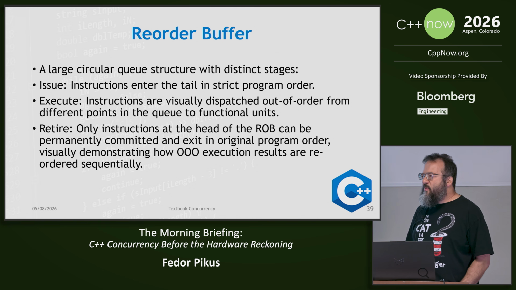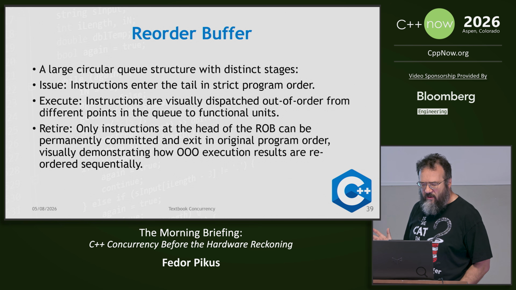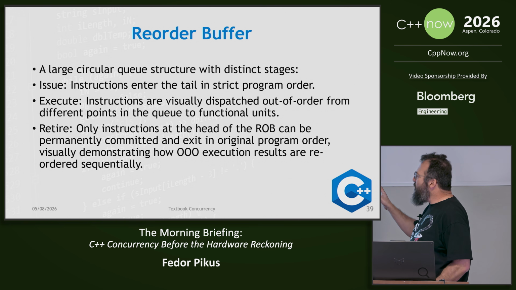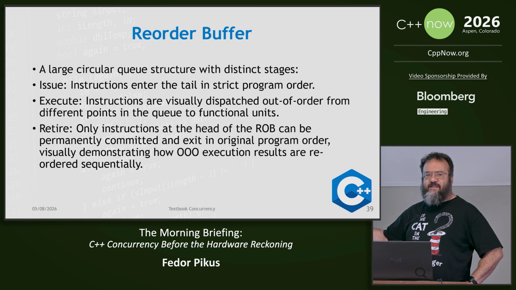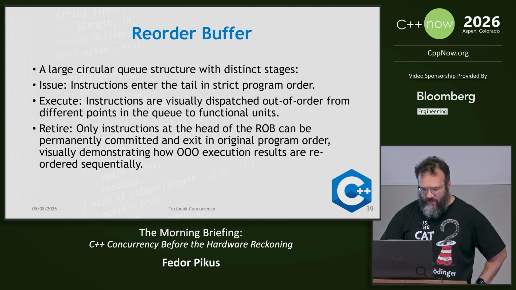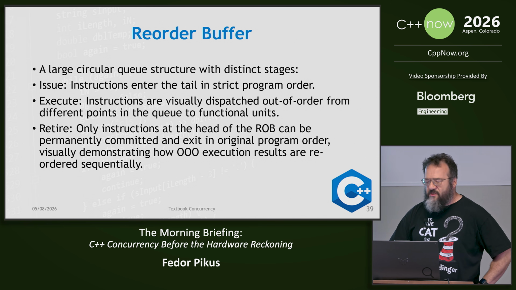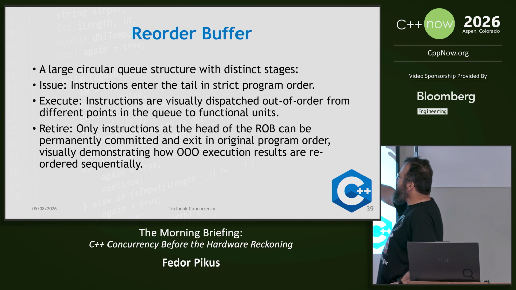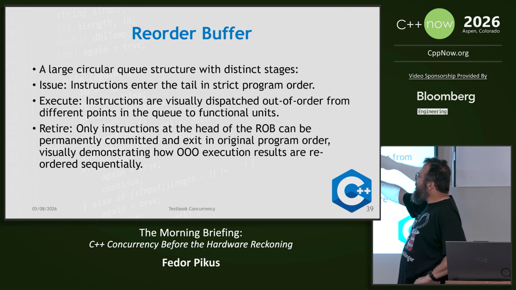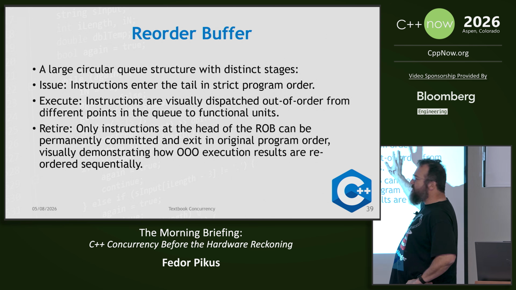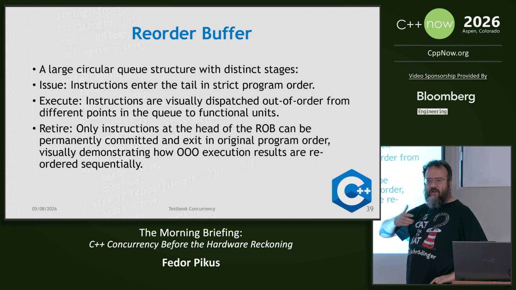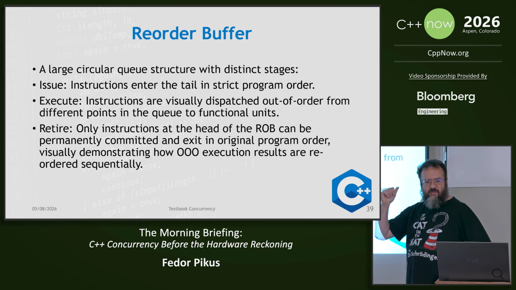Okay, the big part of that component, of that out-of-order execution, is this thing called the reorder buffer. The reorder buffer basically facilitates that out-of-order execution. There are three stages to it. There is issue, where instructions enter the buffer. It's a circular queue. Instructions enter the buffer in strict program order, as they're being read from memory.